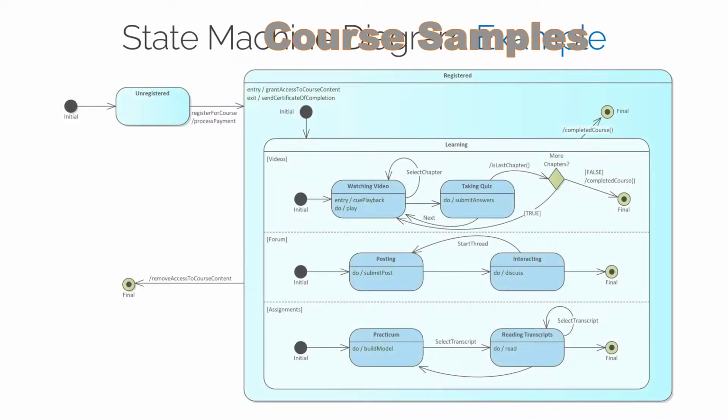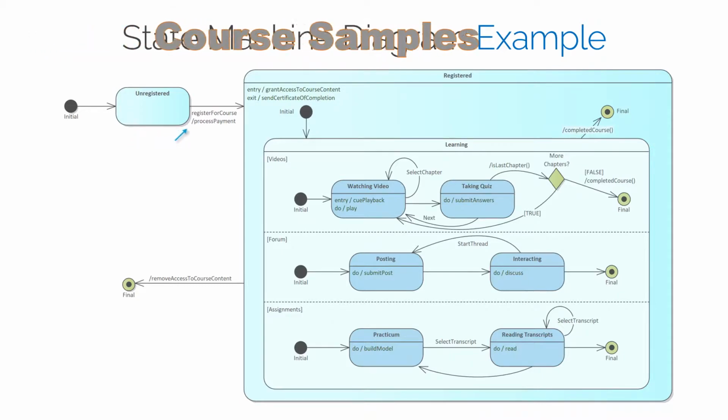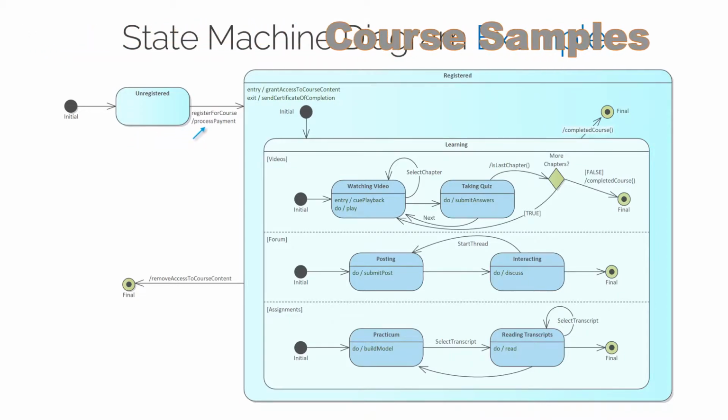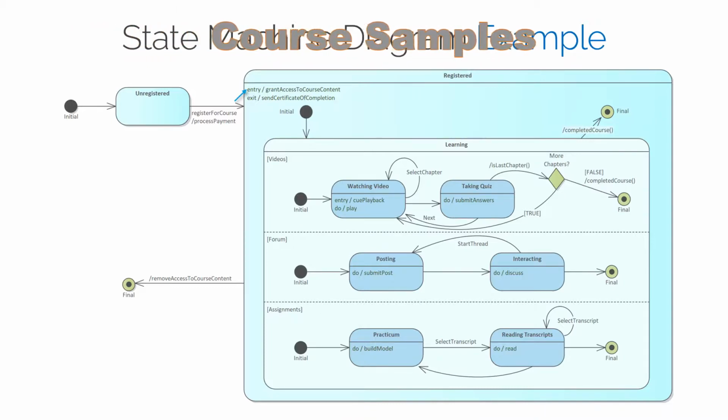This example models your registration for this course. It illustrates the usage of an orthogonal composite state which has multiple nested substates in concurrent regions. Starting with an unregistered state, once you register for the course, an operation called event in this case, your payment is processed and the state machine transitions to the registered state. Upon entry into that state, you are given access to the course content, the videos, transcripts, the practicum that runs through the course, access to the online forum, and the quizzes.